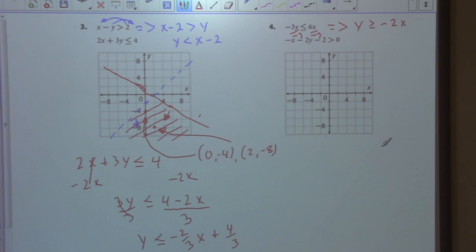And then I graphed it. Started at the x and y intercept, which is 0. So you went, what? So something like this? Yep.